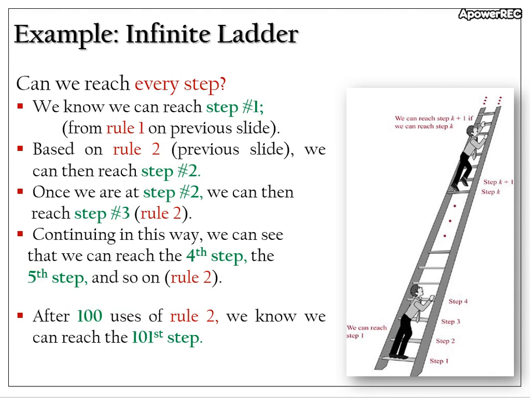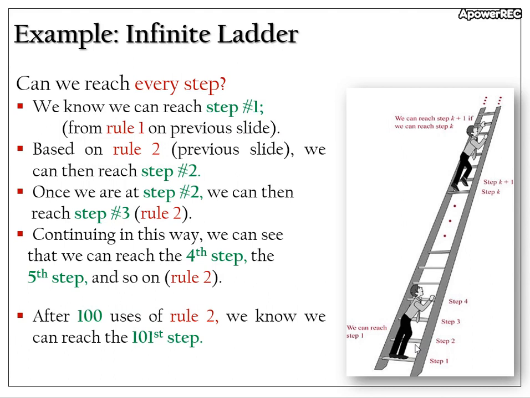Of course, we need to get to the first step in the beginning. So the first rule guarantees that we will get to the first step. And once we are at step number 1, we can invoke rule number 2, which is the inductive step, which lets us assume that given we are at step 1, we can move to step number 2. And then we can repeatedly apply rule number 2.